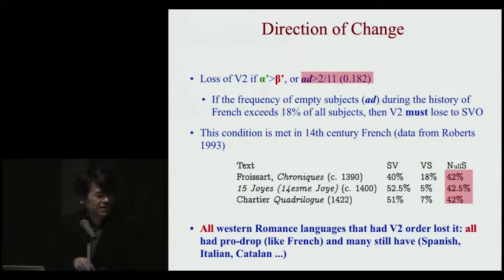Okay, and this actually I think makes a novel prediction, as far as I know it's true. That is that all Western Romance languages had V2 order. All of them lost it. All of them that lost V2 had pro drop. Some of them still have pro drop, like Italian or Spanish. So this is actually a prediction you can make on numerical grounds. Okay, I still don't know French, old or new. But that's a prediction you can make by only looking at the numerical basis of competition between grammars.